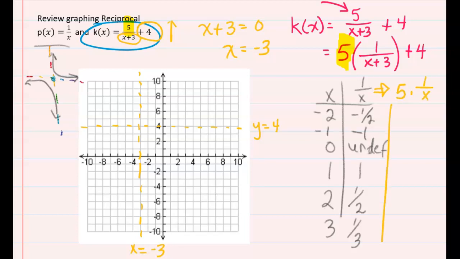When I do that, I'm going to get -5 over 2, -5, still undefined. I get +5, and I get +5 over 2. For graphing purposes, 5 over 2 is the exact same thing as 2.5. So that we know where to graph that. And we're ready to graph, believe it or not.